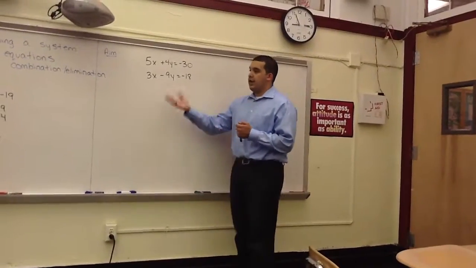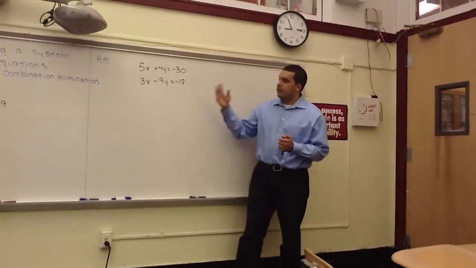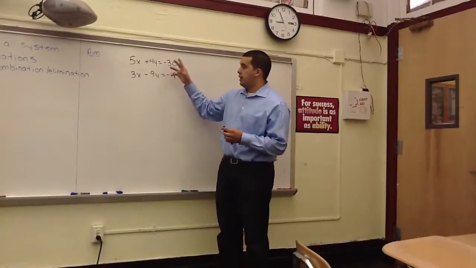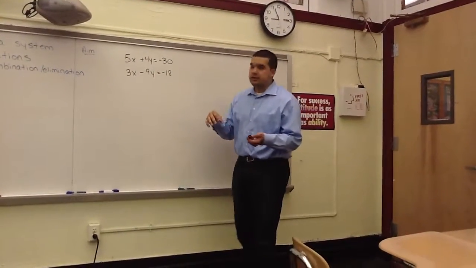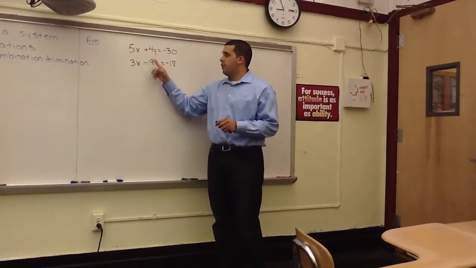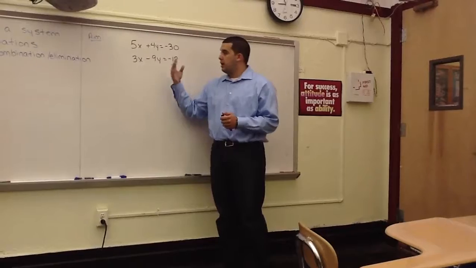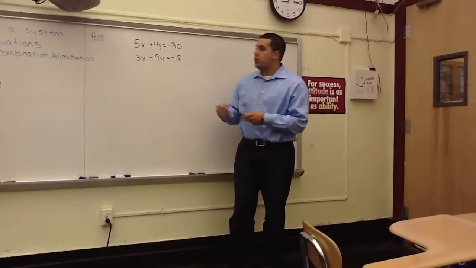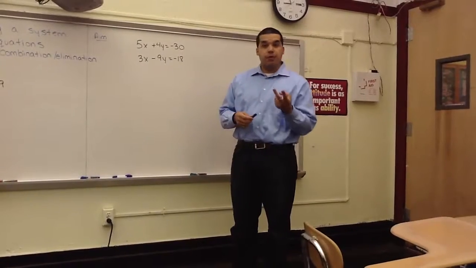Okay, so for our last problem, what we did was we had to manipulate one of the equations in order to get the same coefficient with different signs. Now for the last problem it was a little bit easier because one of the coefficients went into the other. In this case, no number goes into the other number. So what we have to do is we have to manipulate both equations.